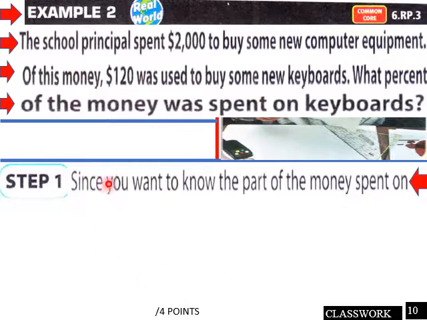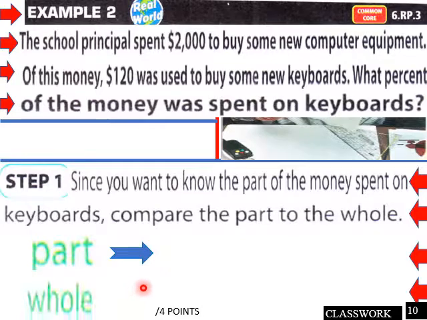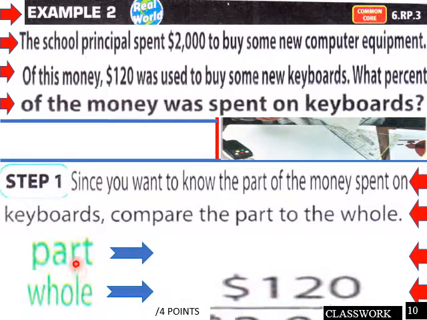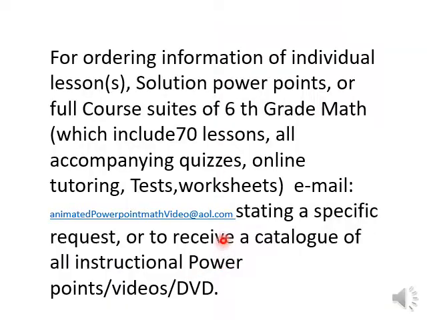Step 1. Since you want to know the part of the money spent on keyboards, compare the part to the whole. So we need to compare 120 to 2,000. So the part in this case, and the whole in this case, is 120 over 2,000. So we're going to put our whole in the denominator and our part in the numerator like this. So we've got a fraction set up right here. And we'll get into that in part 3.